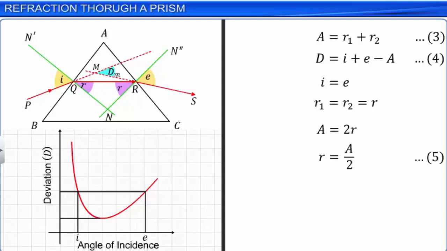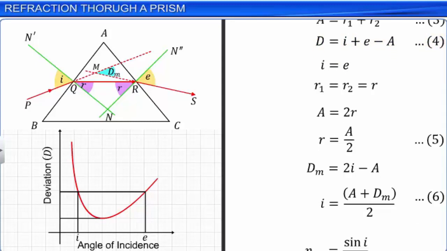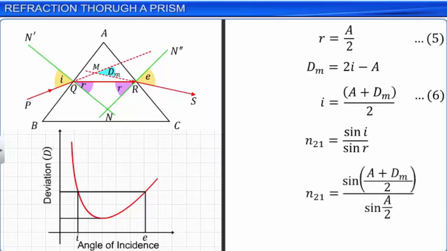But the refractive index of the material of the prism, n21, is equal to sin I by sin R. On substituting the values of I and R from equations 5 and 6, we get n21 is equal to sin of (A plus dm) by 2 divided by sin A by 2. Let this be equation 7. Using equation 7, the refractive index of the material of the prism with respect to the surrounding medium can be found accurately. In this method, the values of A and dm are found experimentally.